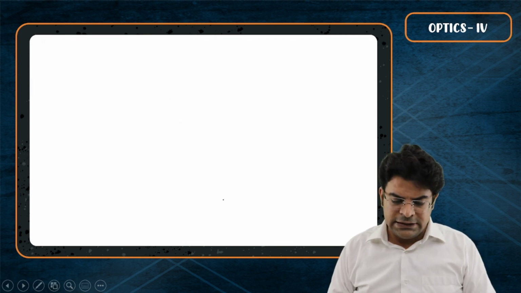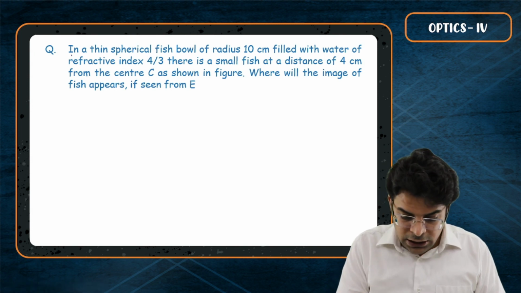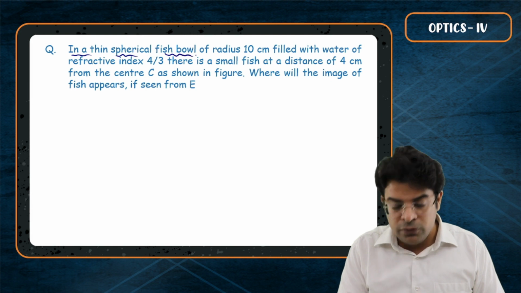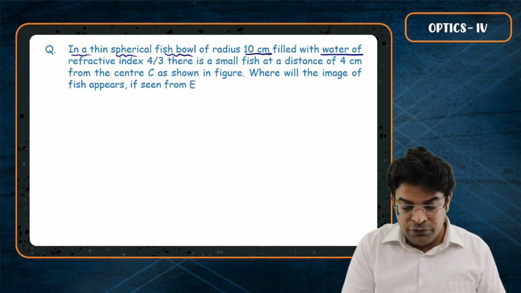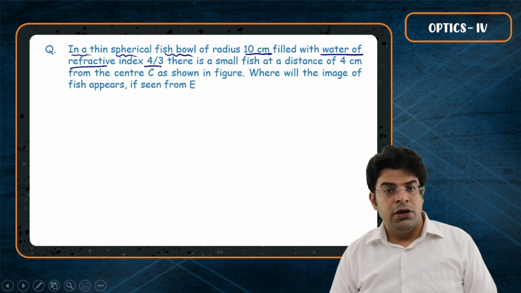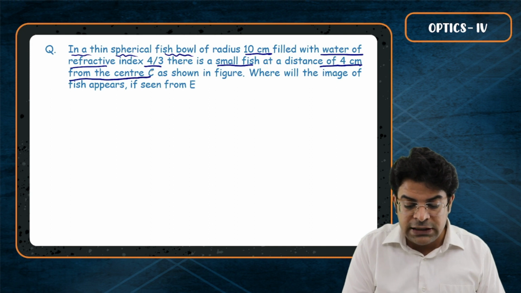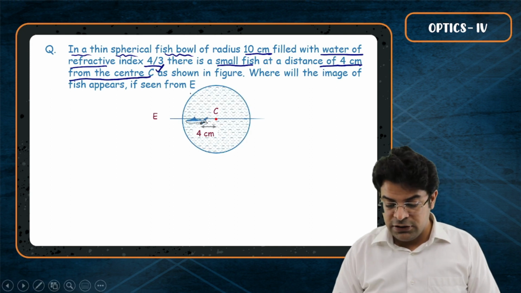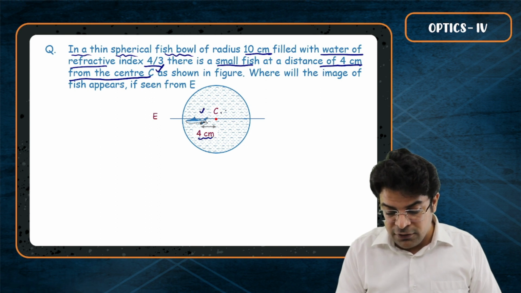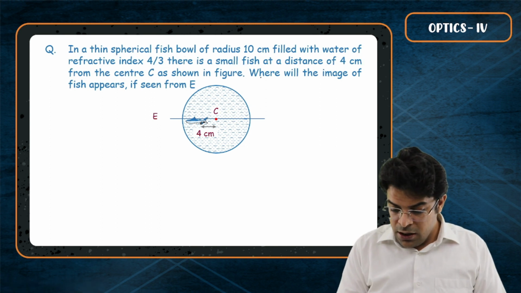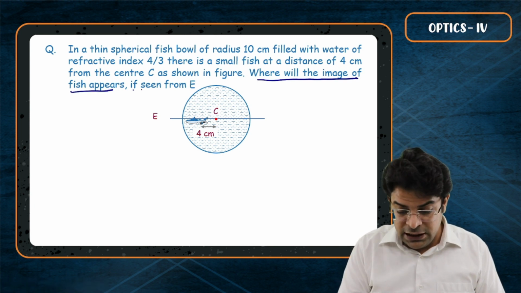So now let's see a problem to understand how to use the formula. In a thin spherical fish bowl of radius 10 centimeter filled with water of refractive index 4/3, there is a small fish at a distance of 4 centimeter from the center C as shown in figure. Where is the figure? Here is the figure. So the fish is at a distance of 4 centimeter from the center C. Where will the image of the fish appear if seen from E?